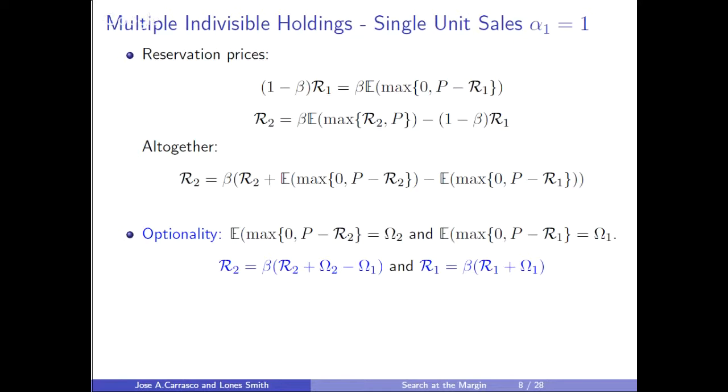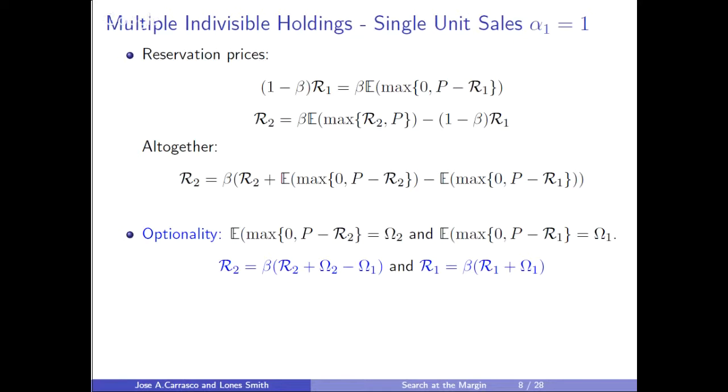There are these omegas going on here, and as Lorenzo was saying, this is just an optionality. So take a look at this equation. This is omega 2, the option to sell at a price higher than R2. If the price is below R2, I don't sell. If the price exceeds R2, I sell. How much do I get? P. How much do I give up? My reservation price. So this is the optionality of the first unit.